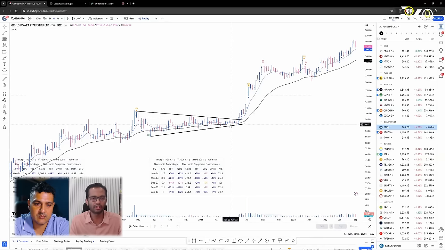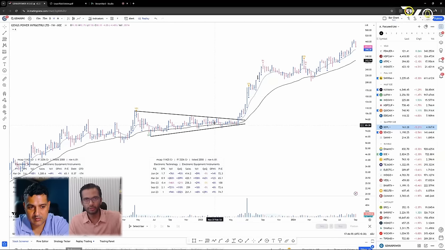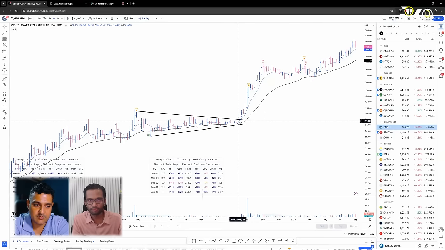Like this is a symmetrical triangle. Now someone came in the 1970s and termed it, no, we'll call it a coil. So a coil is like the ball pen you explained: you press it and it jumps up much higher. That's a coil. Another one is what Mark Minervini called VCP, the volatility contraction pattern. The basic essence is the same, that it's a game of supply and demand. So yeah, you are right.